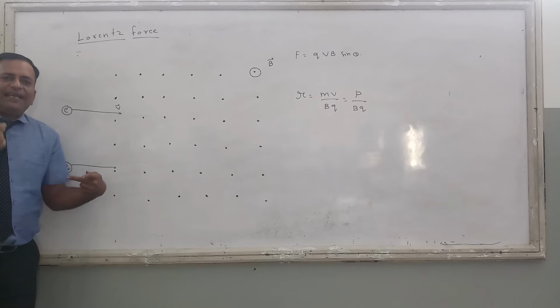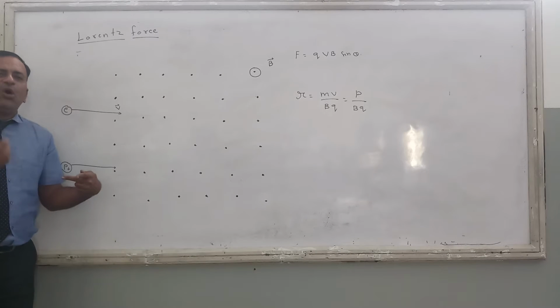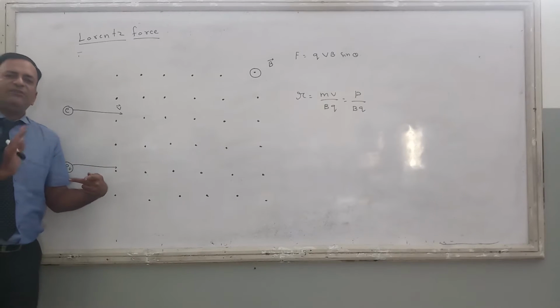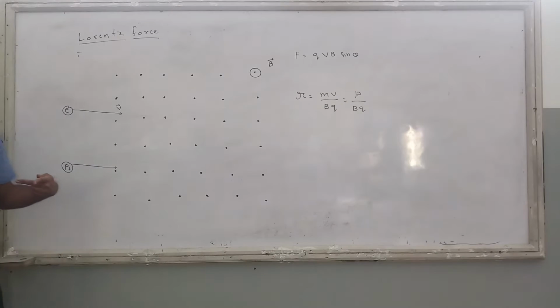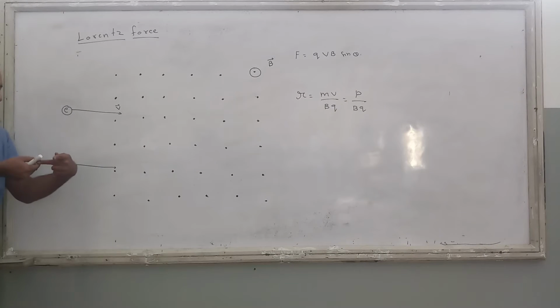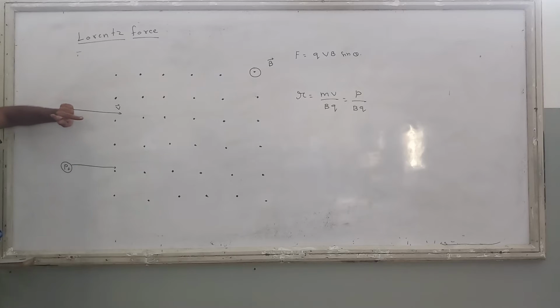The direction of current is the flow of positive charge. So, this finger has to go like this. Magnetic field is outwards and direction of current is towards this side. And what is the force? The force is in downward direction.